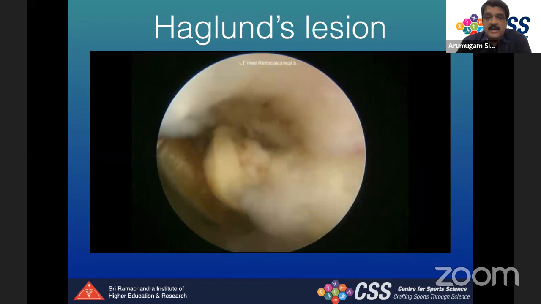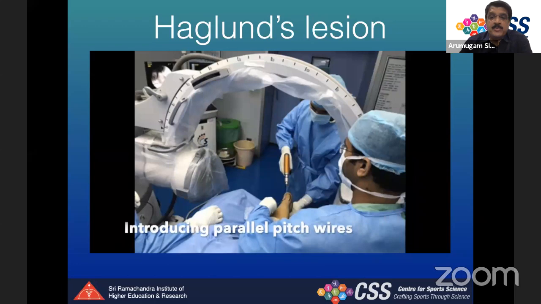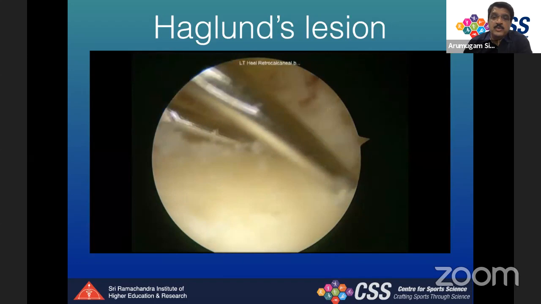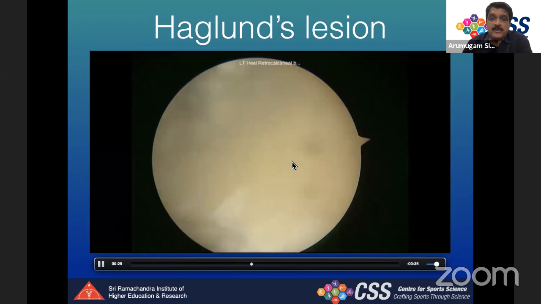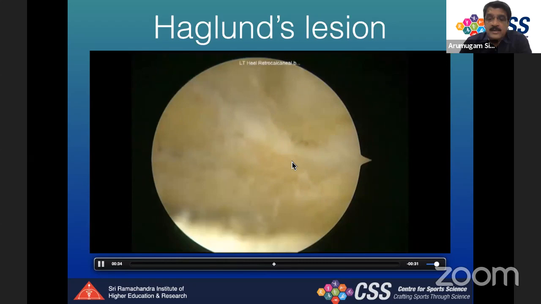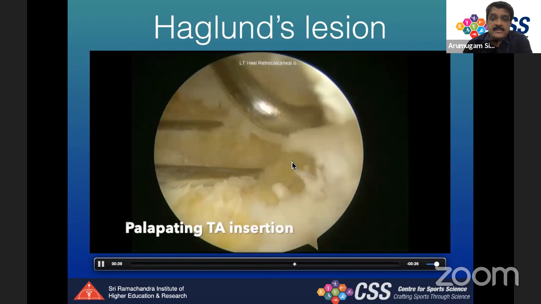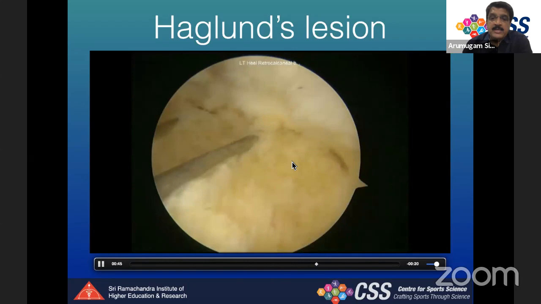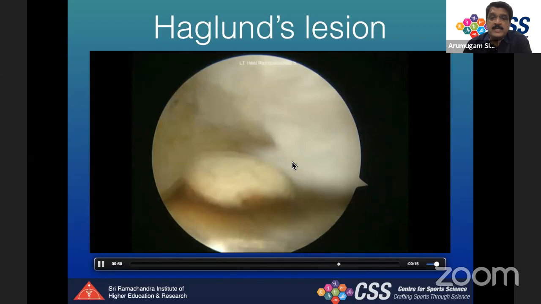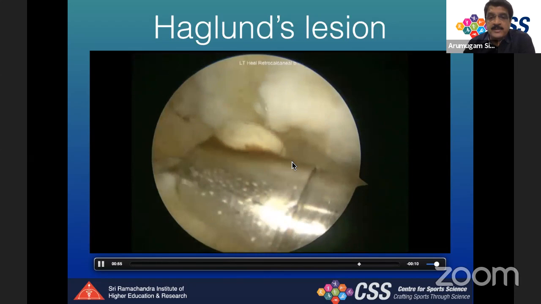And that is the Haglund lesion which needs to be removed. Under the C-arm, you introduce two wires, and all the structures above that wire should be removed. You use your arthroscopic burr and slowly take off all the protuberant process above that wire. Coming near the Achilles tendon, you use your scoop, and thereby you avoid injury to the tender Achilles. So this is a big advantage. Otherwise, in an open procedure, you have to take down the Achilles tendon, then remove the Haglund lesion. So that is the advantage of the arthroscopic procedure.